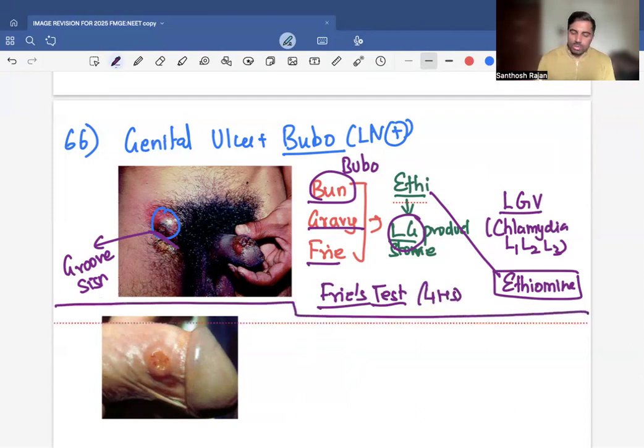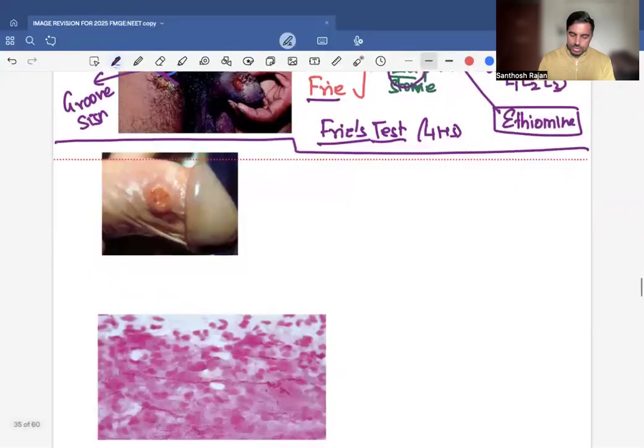Okay, and of course the bubo is painful, not the ulcer. Bubo is painful. Only the lymph node will be painful. That's what we call lymphogranuloma venereum. No, LL. So L is painful here. That's all. Okay.